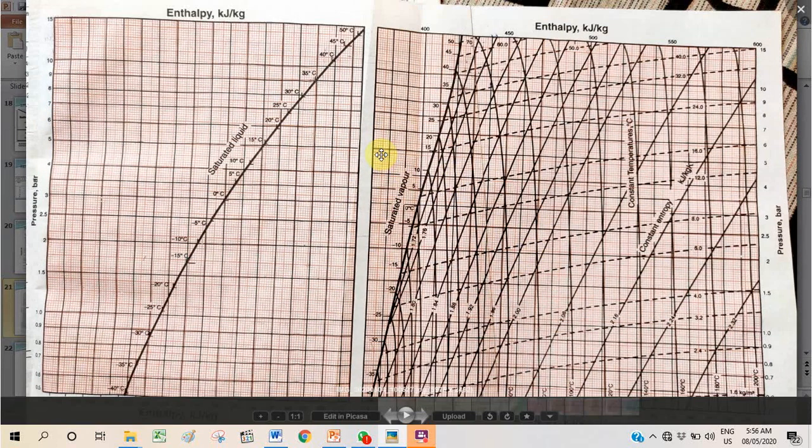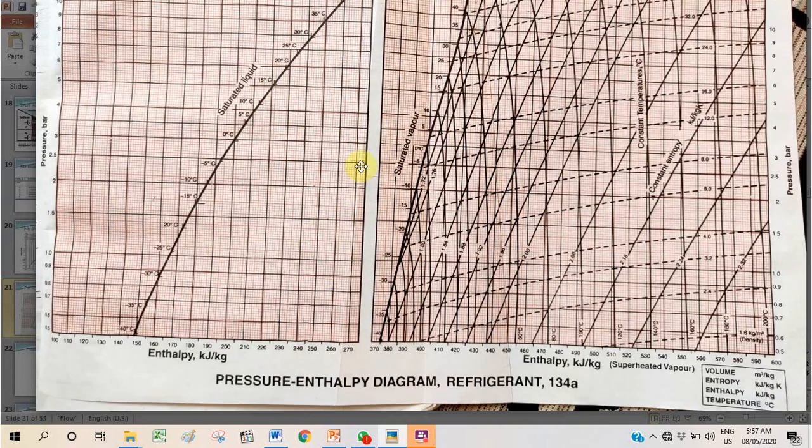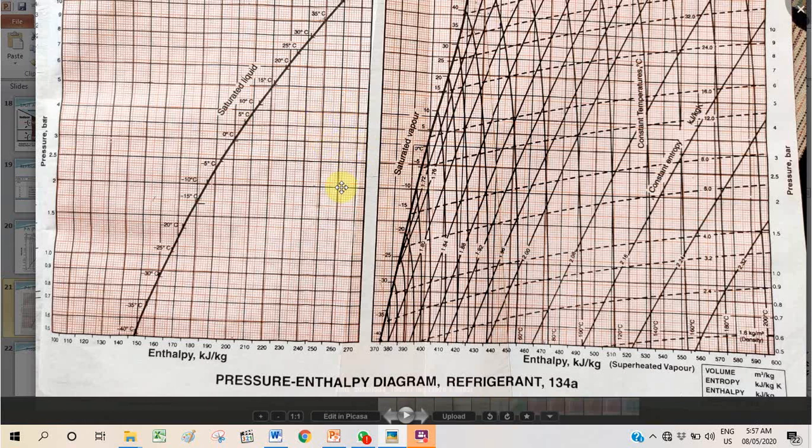It is not like a one shot process. You have to handle this chart many a times while solving the problems and all. Then by practice you come to know how to make the judgments and how to do approximations. Okay, so this is about the pH diagram.